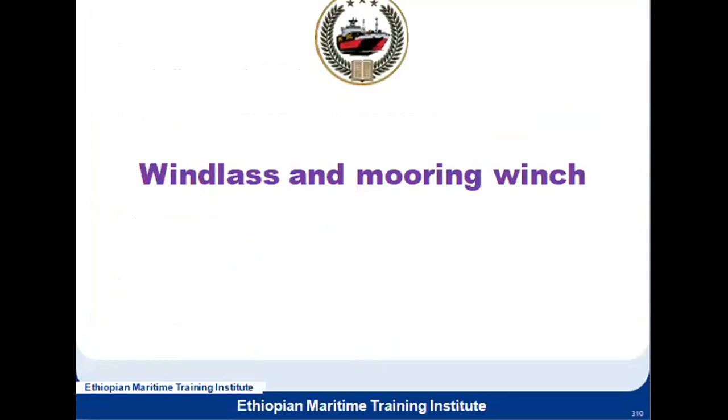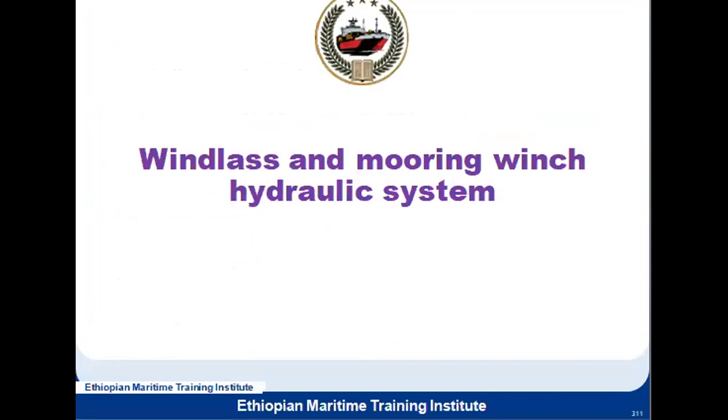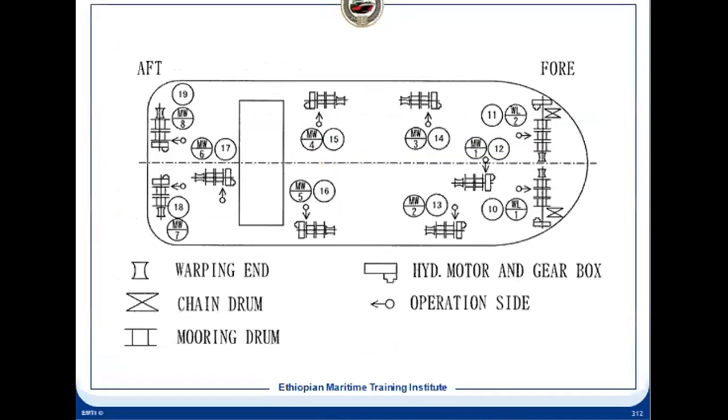So, in a certain diagram we'll see the windlass and the mooring winch system. We have a power pack; we can have independent power packs aft and forward. Like on a Framo ship, it will be one power pack which drives all this equipment, together with the bow thruster as well as the cargo pumps.